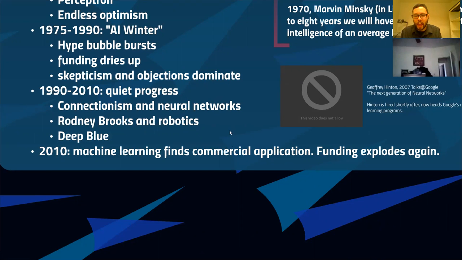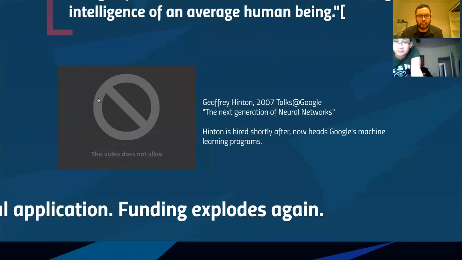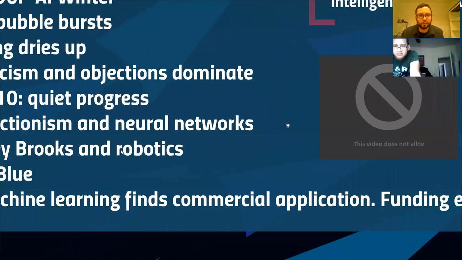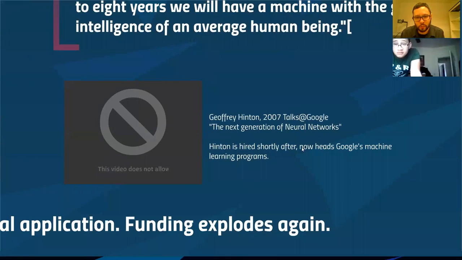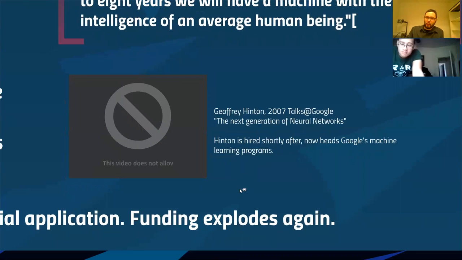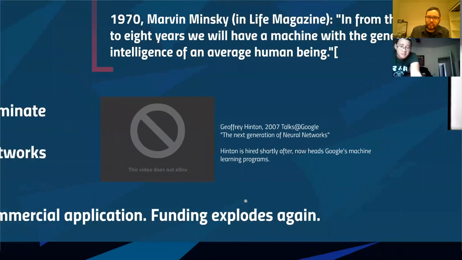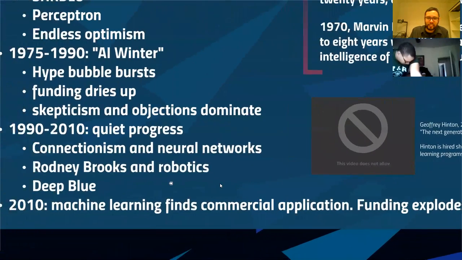The video that I had didn't come up, but in 2007, in this era of quiet progress, Jeffrey Hinton gives a talk at Google where he describes the next generation of neural networks. He describes how far neural networks have come. A few years after that, Google hires Hinton to lead their machine learning program. And now Hinton is at Google, and all the machine learning stuff that we have is from this era of neural networks, machine learning.